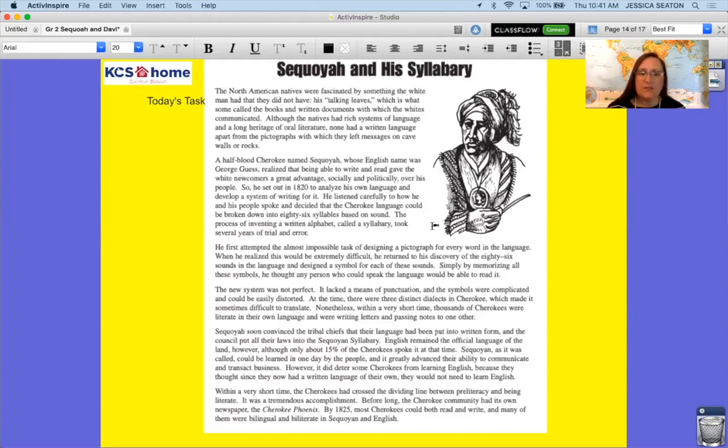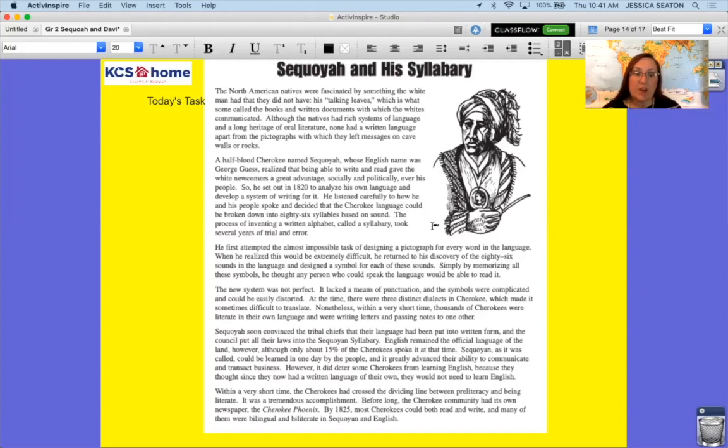The process of inventing a written alphabet called a syllabary took several years of trial and error. He first attempted the almost impossible task of designing a pictograph for every word in the language. When he realized this would be extremely difficult, he returned to his discovery of the 86 sounds in the language and designed a symbol for each of these sounds.